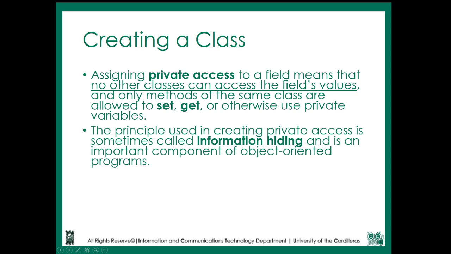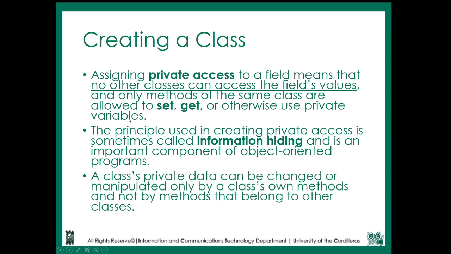We will be having a discussion regarding the set-get methods. Creating private access is what we call information hiding. Now we will have a sample program that you have to create in order to understand deeply the difference between private and public classes. A class's private data can be changed or manipulated only by the class's own methods and not by methods that belong to other classes.